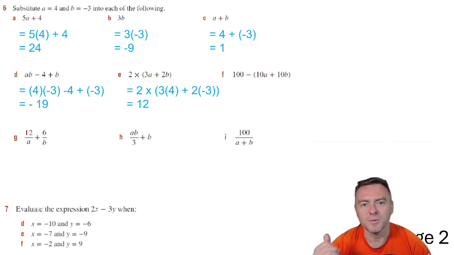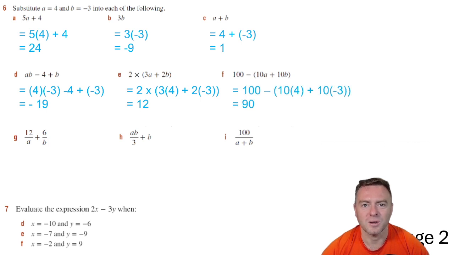The next one here, we've got 2 lots of 3 times 4 plus 2 lots of negative 3. So that gives us 12 minus 6 in the bracket. And then we double that and we get 12. The next one over here, we've got 100 take away 10 times 4 plus 10 times negative 3. So 10 times negative 3 is 30, so it's negative 30. And inside that bracket, we have to do 40 take away 30, which gives us 10. 100 take away 10 leaves us with 90.